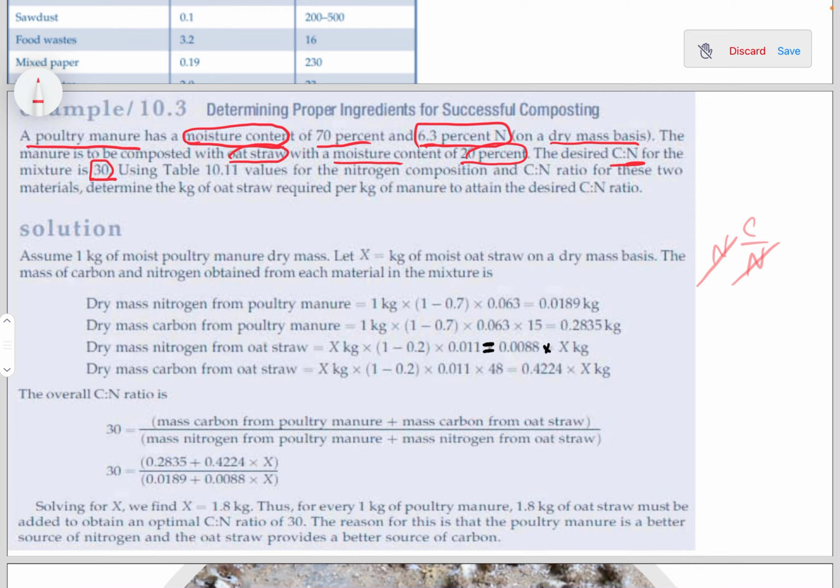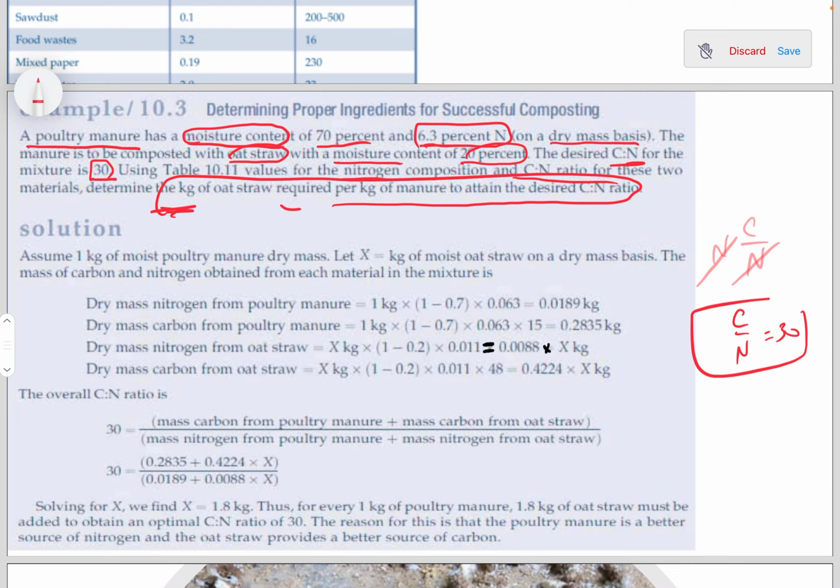Using table 10.11 values for the nitrogen composition and C over N ratio for these two materials, determine how many kilograms of oat straw are required per kilogram of poultry manure to attain the desired C over N ratio of 30.